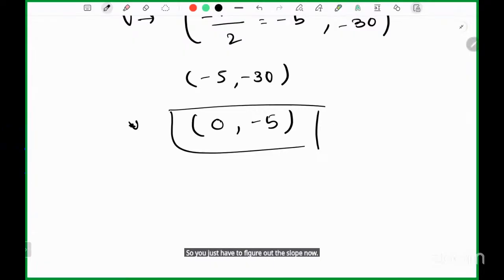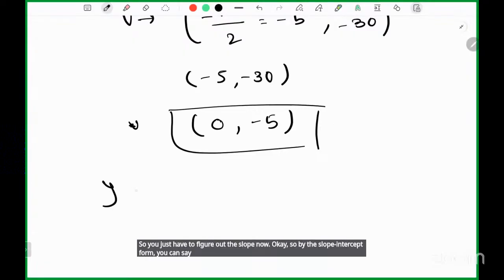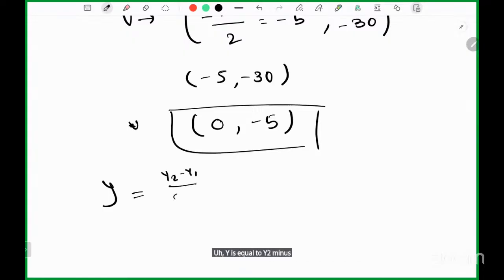Okay, so by the slope intercept form, you can say that this is nothing but y equals (y2 minus y1) upon (x2 minus x1). And one point slope formula you can use. Okay, so here that will be y equals ax plus b. Yeah, so y minus 5 is there, so y plus 5.